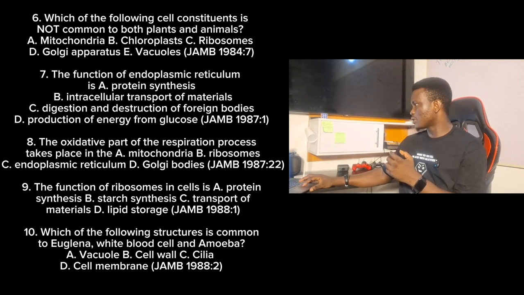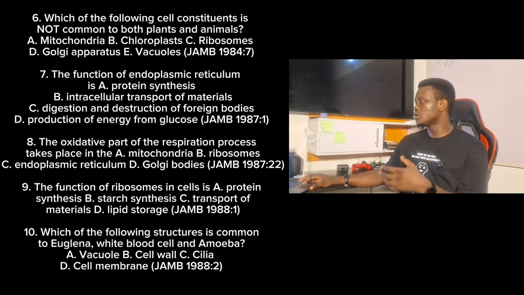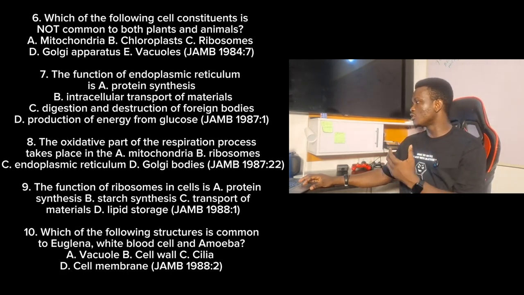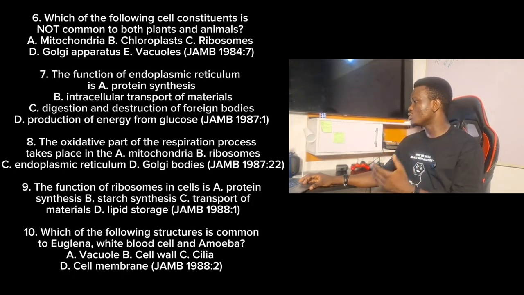Then number 8, the oxidative part of the respiration process takes place where? It takes place in the mitochondria. Then number 9, the function of ribosome in the cell. I already said that in the previous question. That is protein synthesis. Number 10, which of the following structures is common to euglena, white blood cell, and amoeba?